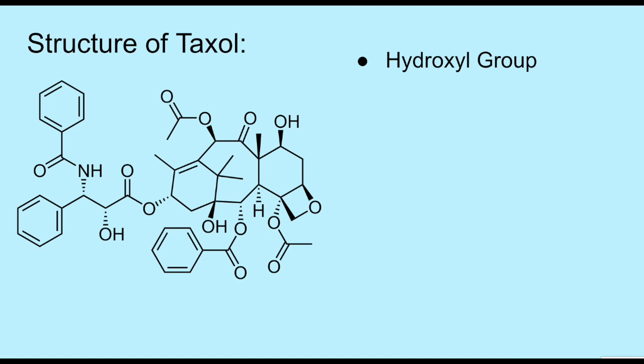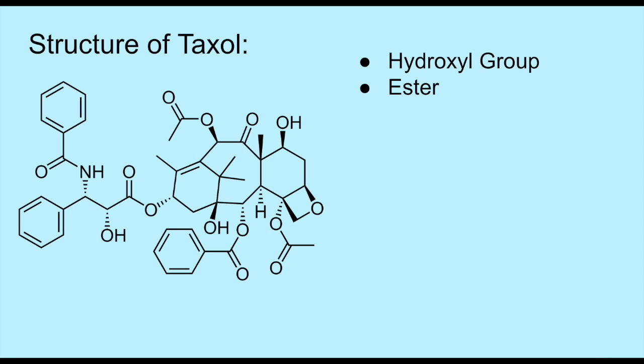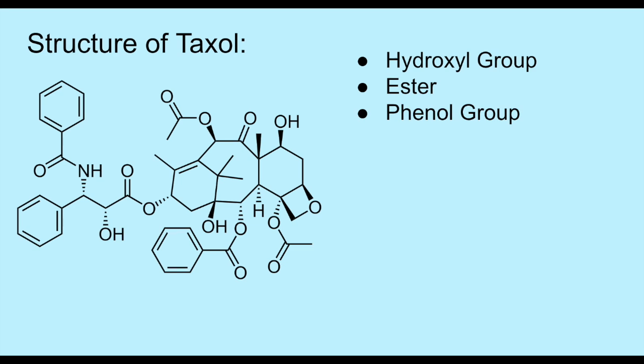In Taxol, there are hydroxyl groups, an ester, and a phenol group. Taxol only has 3 hydroxyl groups, which means that it is low on water solubility. This is important because the drug must be fully dissolved for safe injection. Because it has low solubility, Taxol is dissolved in alcohol with castor oil.